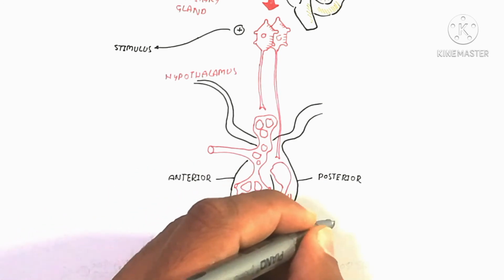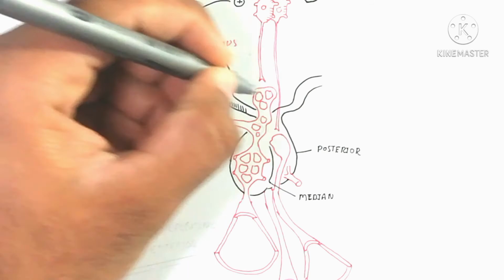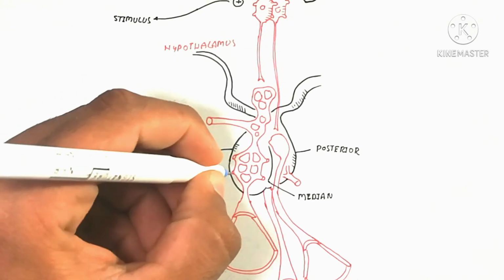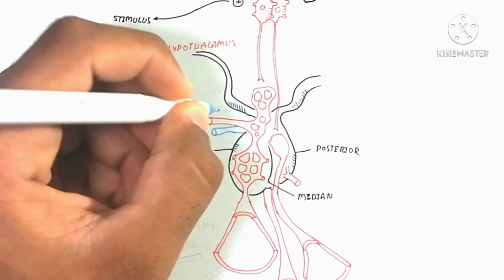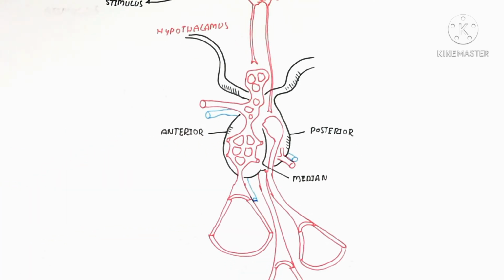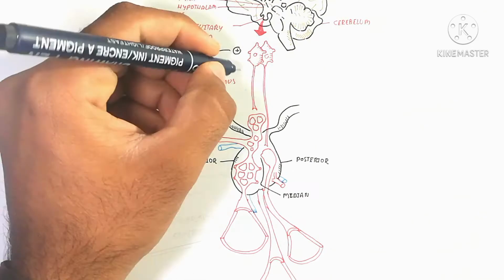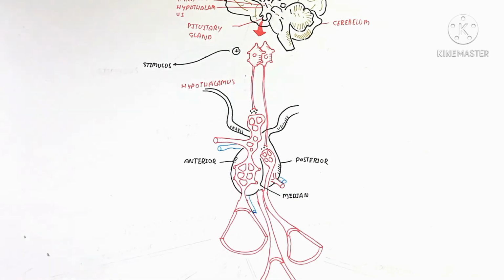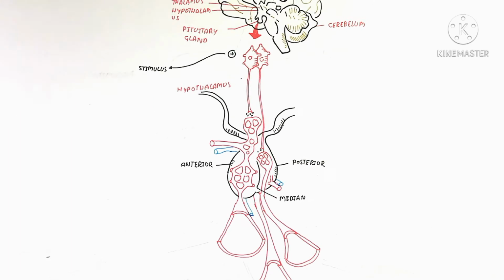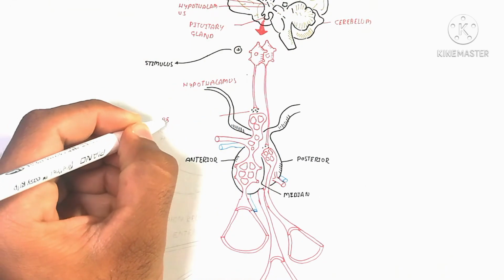The neurohypophysis comes from the neural ectoderm, so it is derived from the neural ectoderm and is also known as the posterior lobe. Here the blood vessel contains oxygenated and deoxygenated blood, and the deoxygenated blood side will release the hormone into the blood. That is why it is known as endocrine, not exocrine.